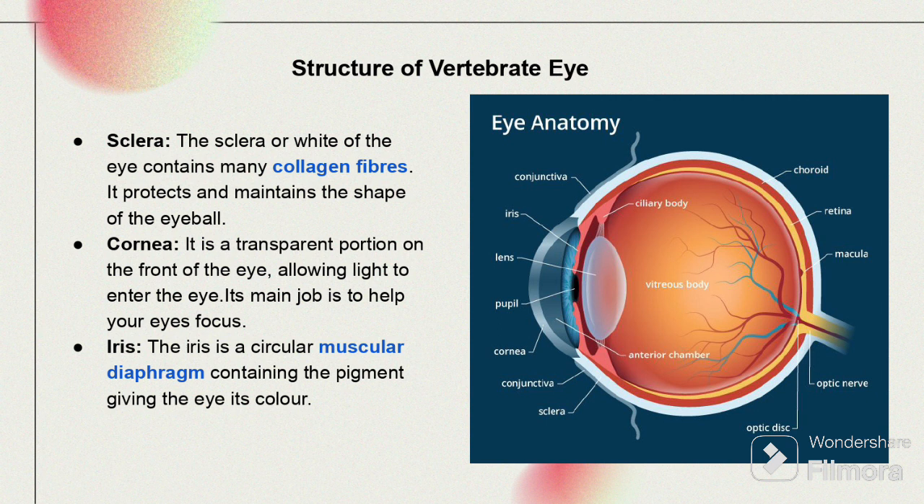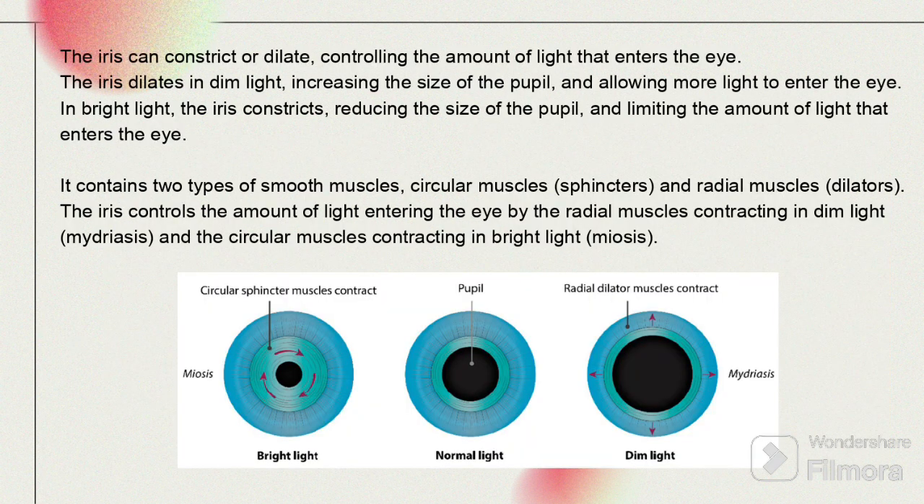Iris. The iris is a circular muscular diaphragm containing the pigment giving the eye its color. The iris can constrict or dilate, controlling the amount of light that enters the eye. The iris dilates in dim light, increasing the size of the pupil and allowing more light to enter the eye. In bright light, the iris constricts, reducing the size of the pupil and limiting the amount of light that enters the eye.